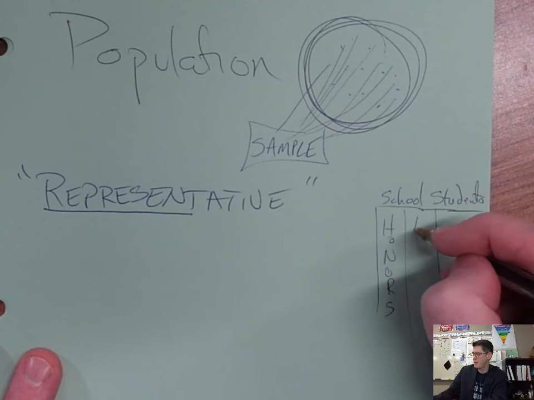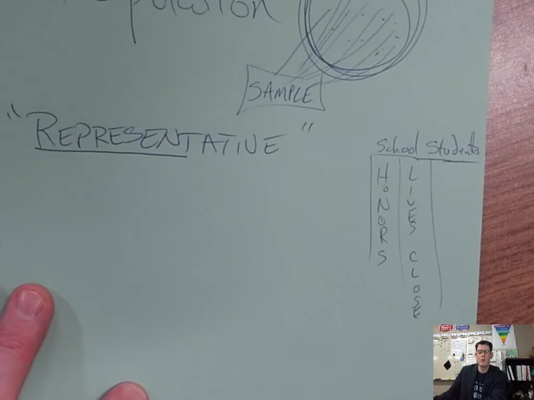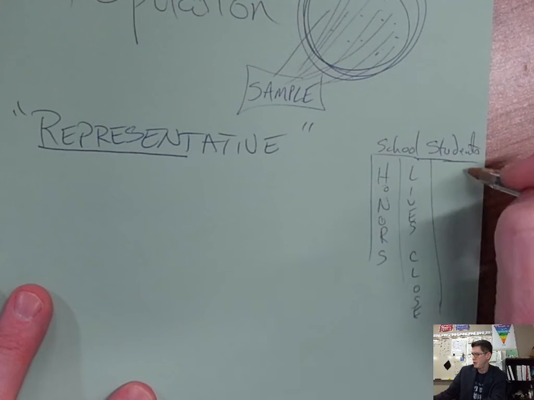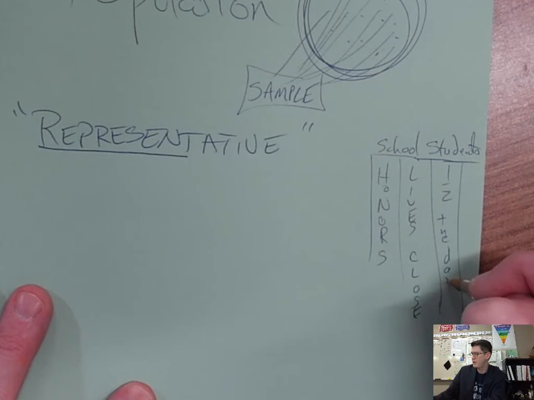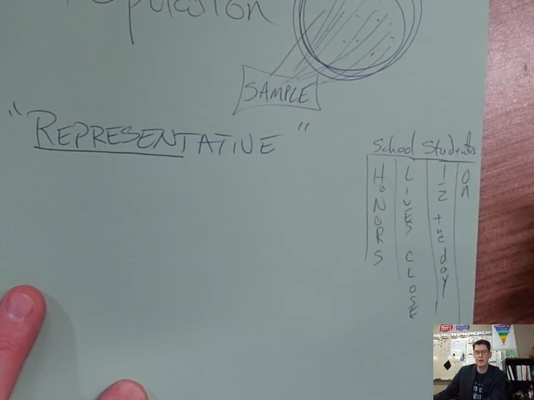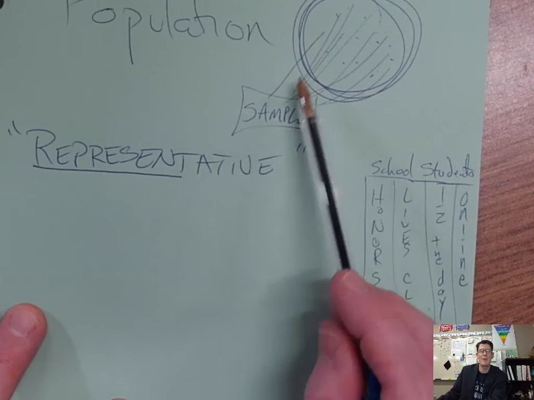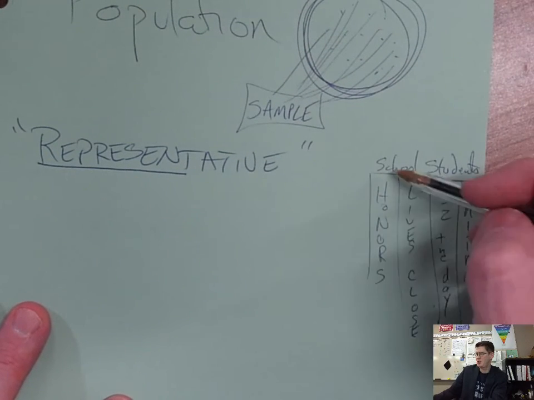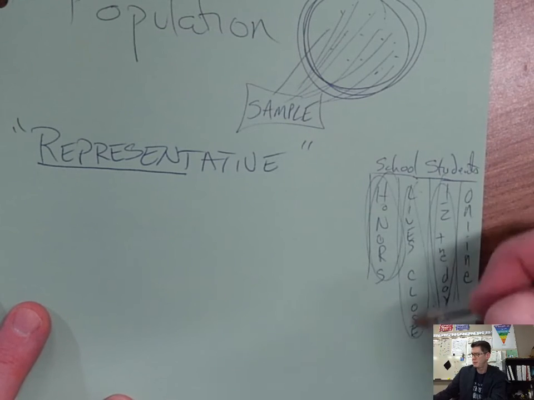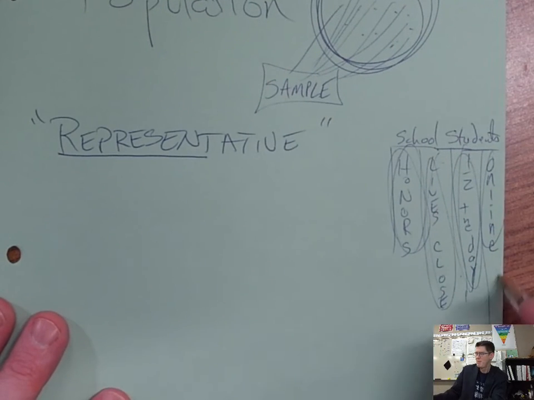Or I'm going to look at everybody who lives close. Or I'm going to look at everybody who only goes to the school half the day. Some students have different classes, different places. Or I'm only going to look at the students who are doing school online. The problem with that is then it's not going to represent everybody. You want the sample that you choose not to just be a certain group. You want the sample to represent everything. So you want maybe a little bit of all things.